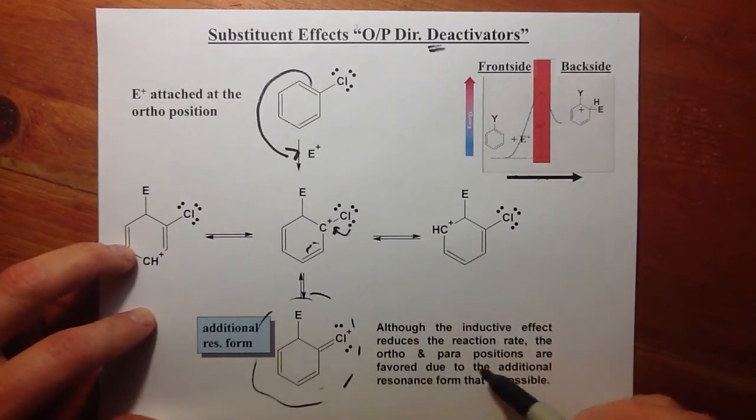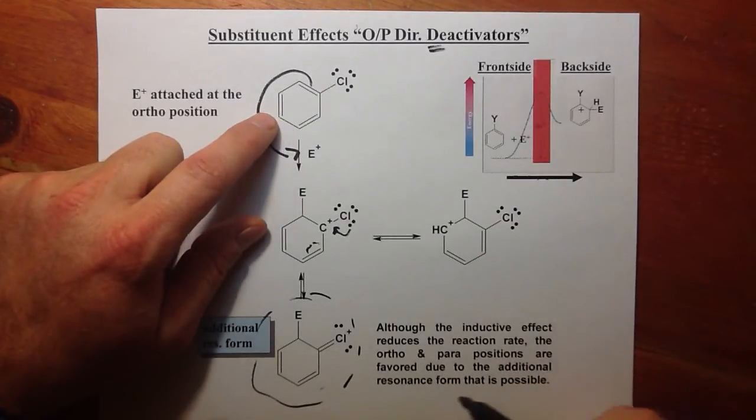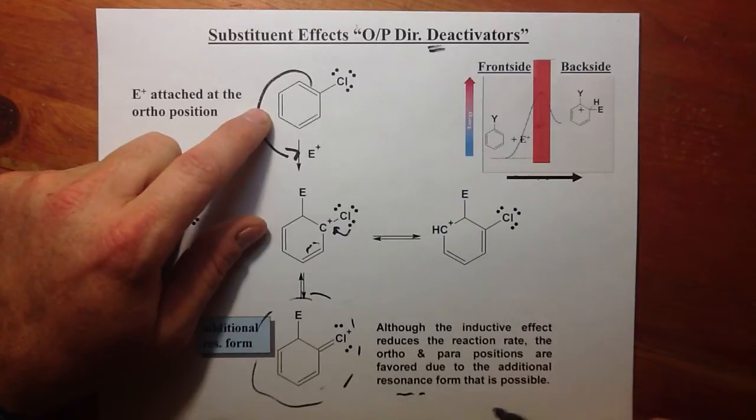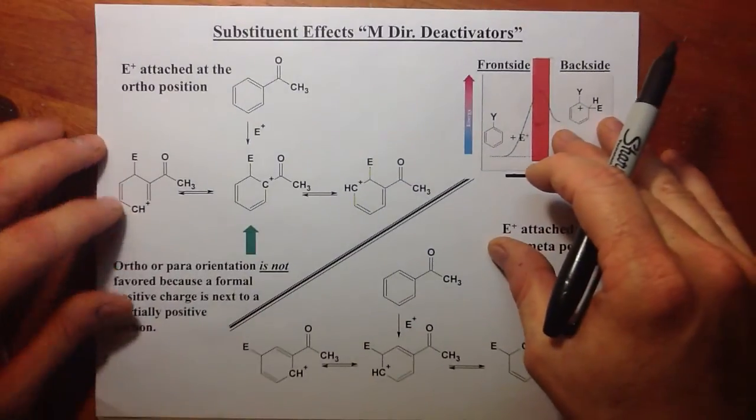Although the inductive effect reduces the reaction rate of the benzene ring, the ortho and para positions are favored due to the additional resonance form that is possible that we just saw. All right, the last is the meta-directing deactivators.